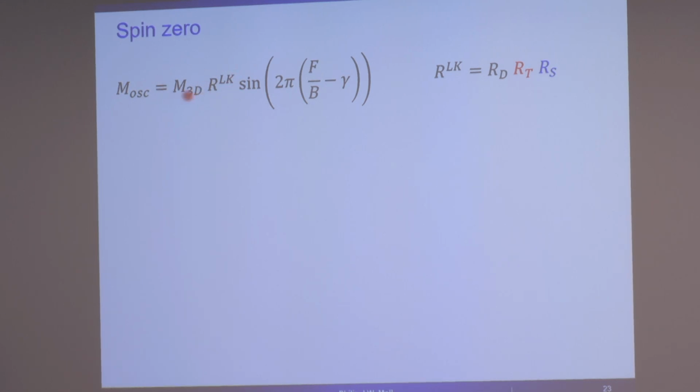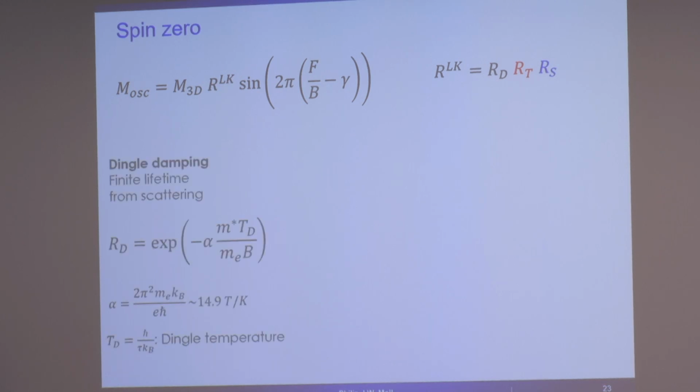The main thing I want to talk about is this factor in front of it. There's some constant here, but this factor here is usually called the Lifshitz-Kosevich damping term, and this sets the amplitude of this oscillatory process. And it is the product of three things, R_D, R_T, and R_S. I just want to walk you through these three things. These set the magnitude of your quantum oscillations. And the first one is the Dingle term.